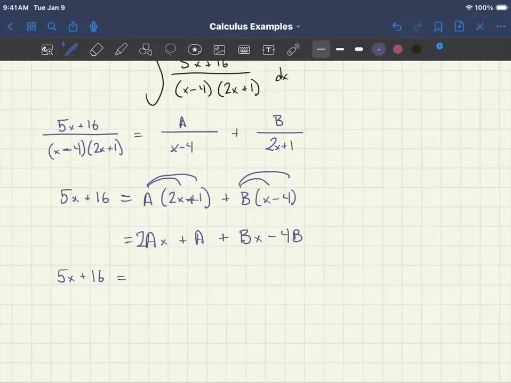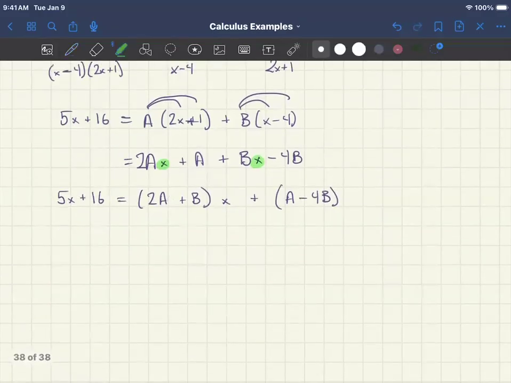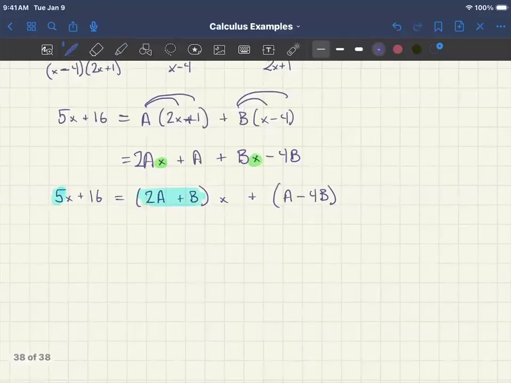What we're going to do is take the terms with an x in them and smush them together. So we get (2A + B) times x plus, now our constant terms will be A minus 4B. When we have this set up like we have right now, we know that the coefficients have to match up in our polynomials. So the number in front of the x has to be the same on both sides. That tells us that 5 is equal to 2A plus B. It also tells us that 16 is equal to A minus 4B.